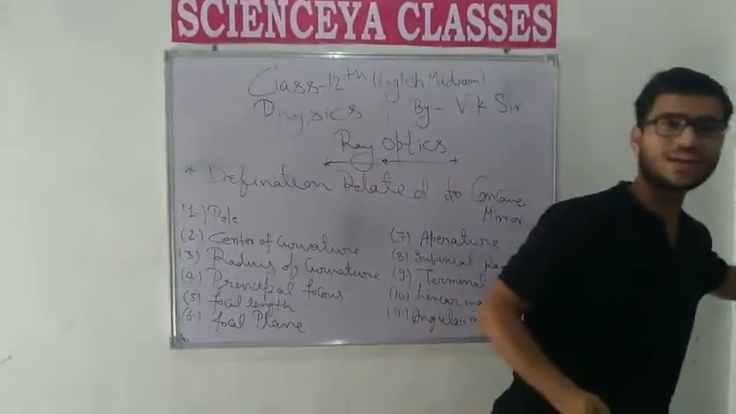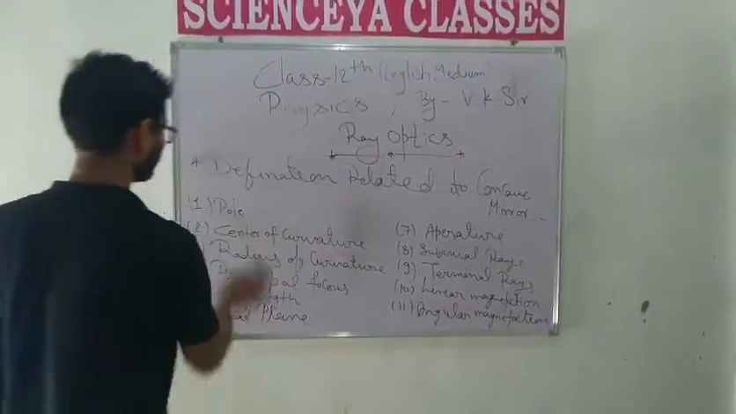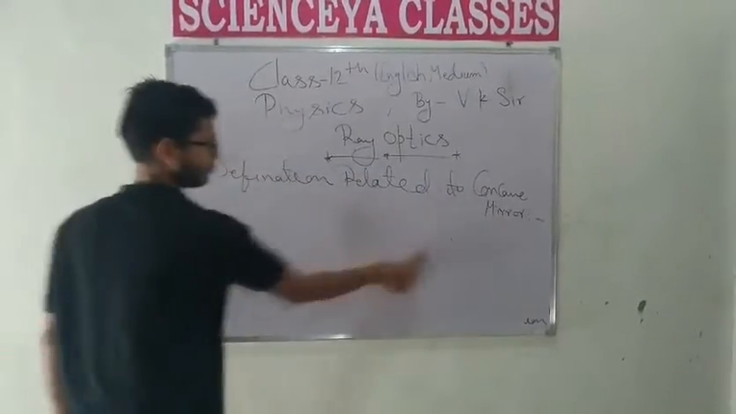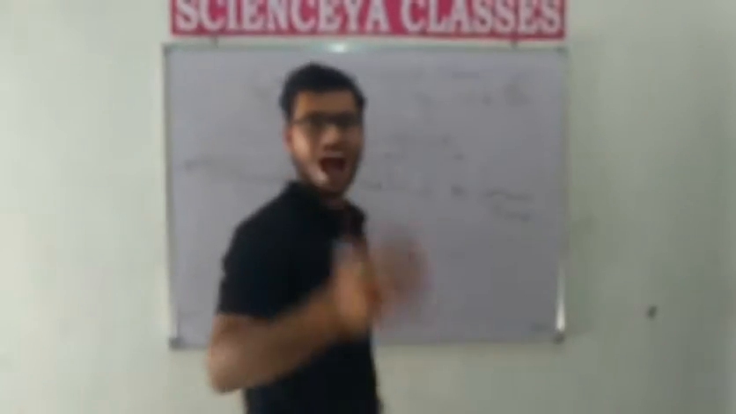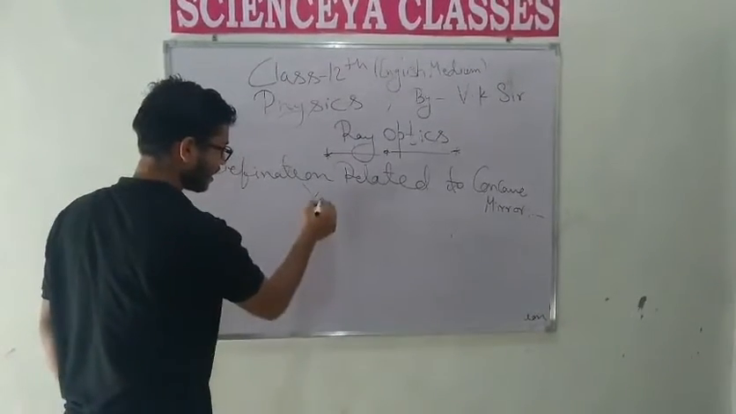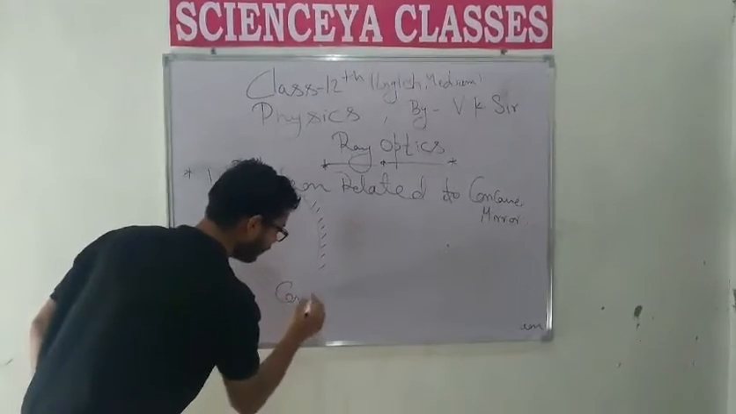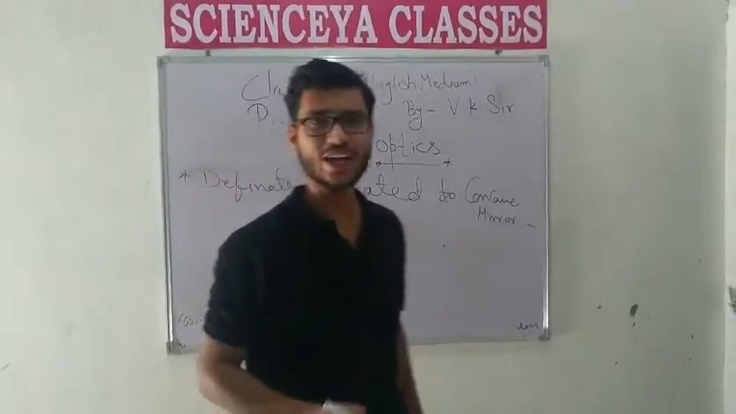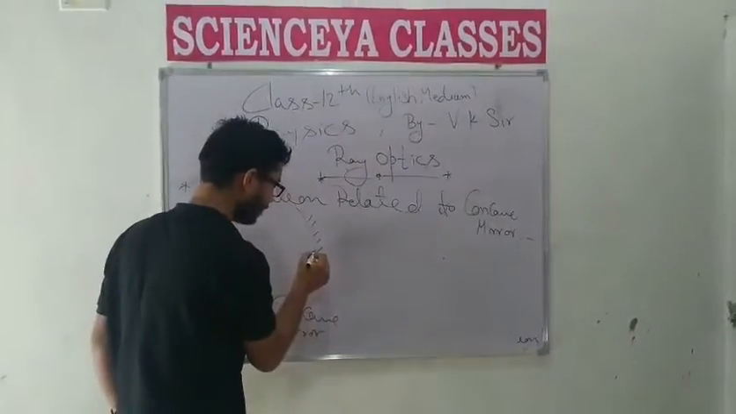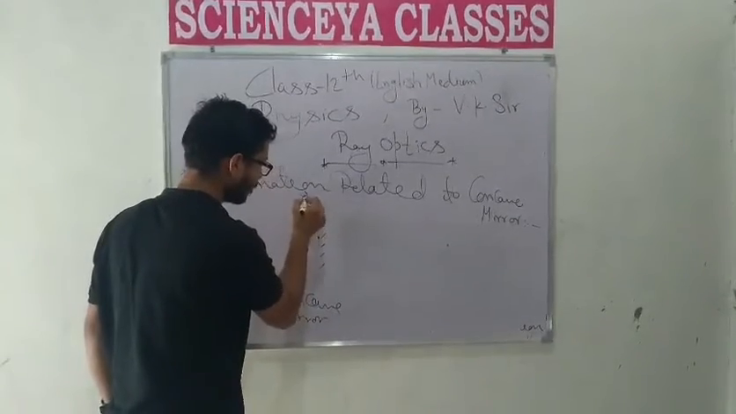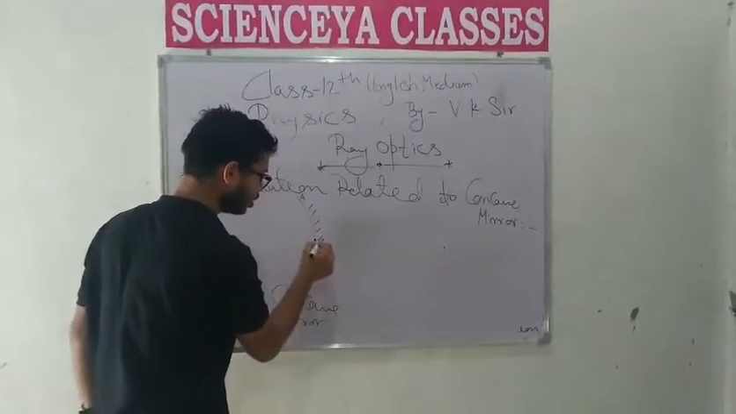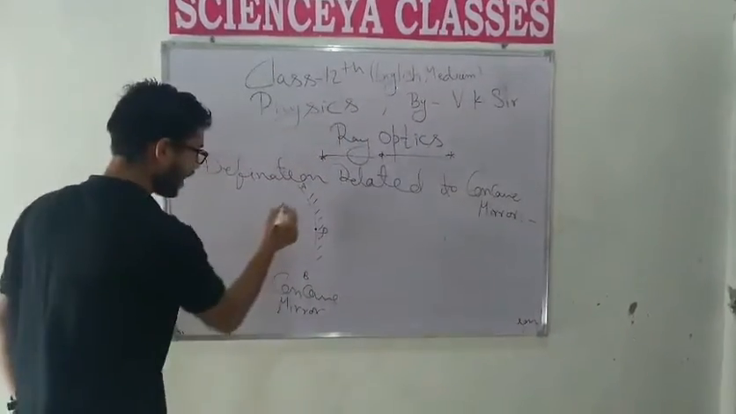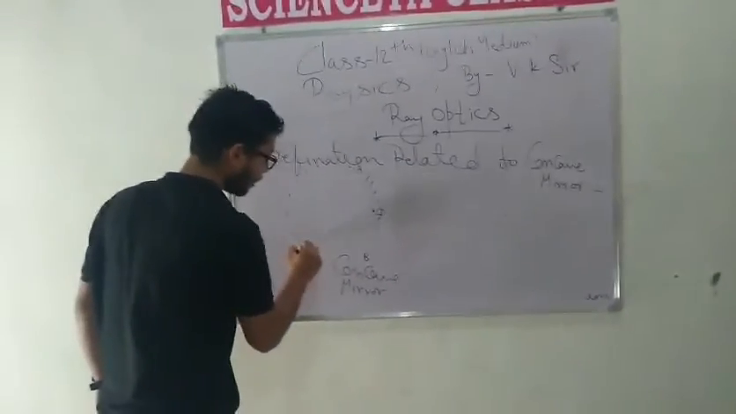Let us summarize these definitions again. The first definition: this is a concave mirror. As you all know, the pole is the midpoint between the two terminals of a concave mirror, and this is point P. It is noted by capital letter P and is called the pole. This concave mirror is a part of a sphere.